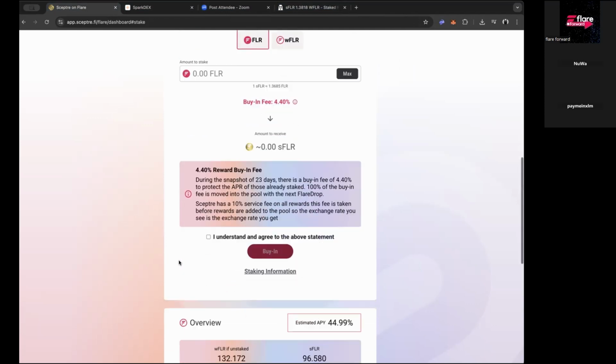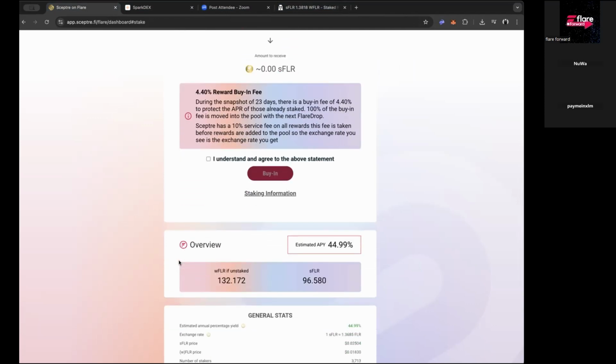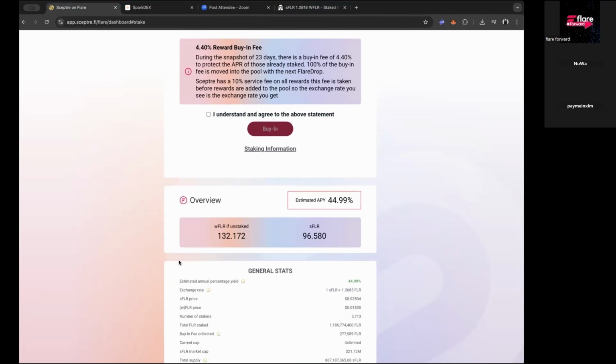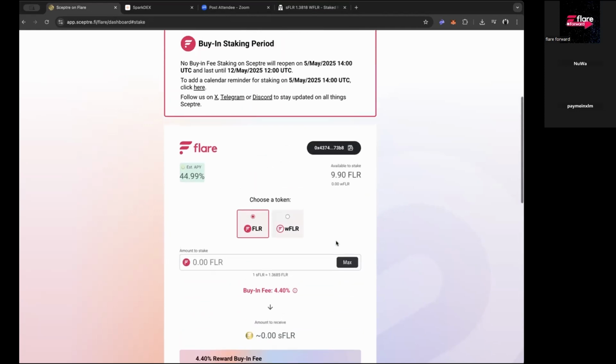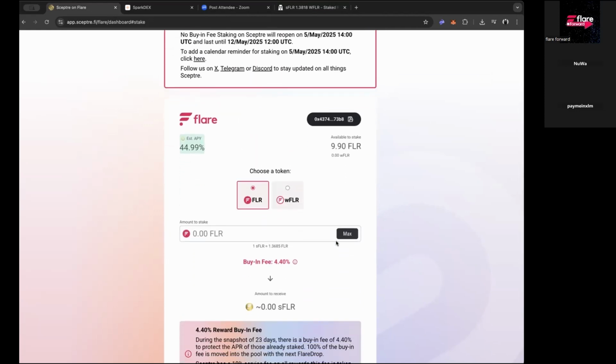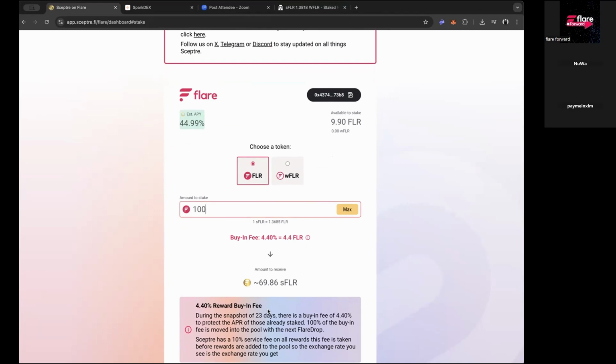So that means that sometimes it's better to buy or to stake on Scepter, and sometimes it's cheaper to buy on the Dex. But because we're so close, scroll up a little bit. If we try to stake right now, because we are in the buy-in staking period, you have to pay 4.4. So then right there where it says Flare, put 100. So you are paying 69.86.